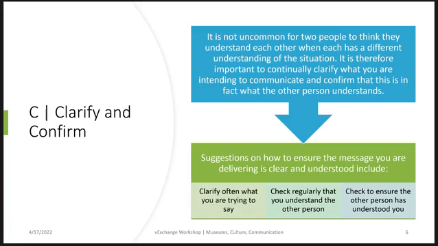Suggestions on how to ensure the message you are delivering is clear and understood include: 1. Clarify often what you are trying to say. 2. Check regularly that you understand the other person by saying, for example, so what you are saying is, or could you clarify that last point? And 3. Check to ensure the other person has understood you. For example, you could ask, what is your understanding so far?